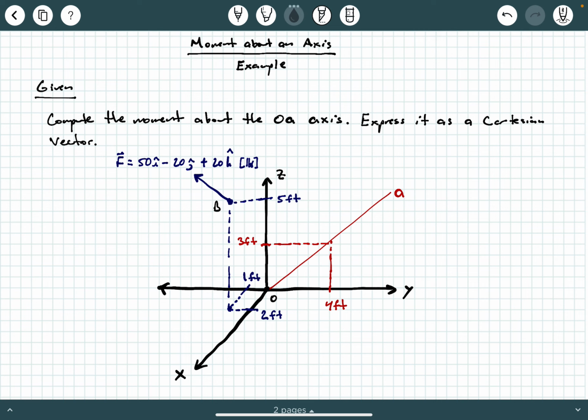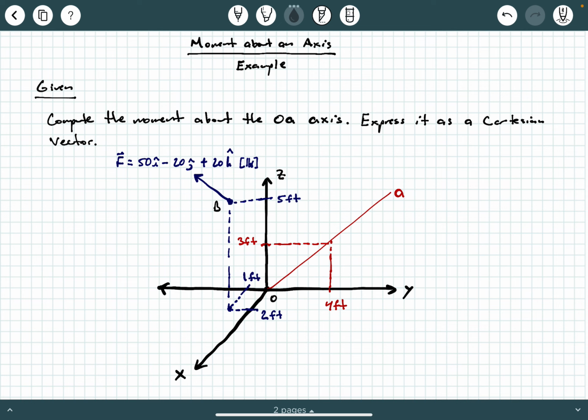Now, the axis that we're trying to find the moment about is the OA axis. Now, this OA axis is a red line here that is in the YZ plane only. And we can tell that because it has a slope of a rise of 3 and a run of 4. And so you look at it as 4 feet along the positive y-axis and 3 feet up the positive z-axis, and that defines a point on that OA axis. So this is a planar axis, in a single plane.